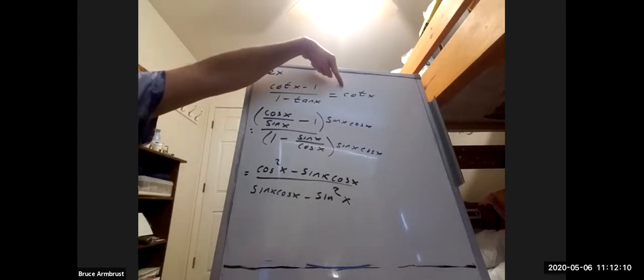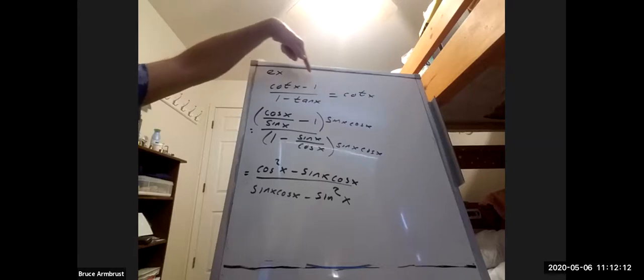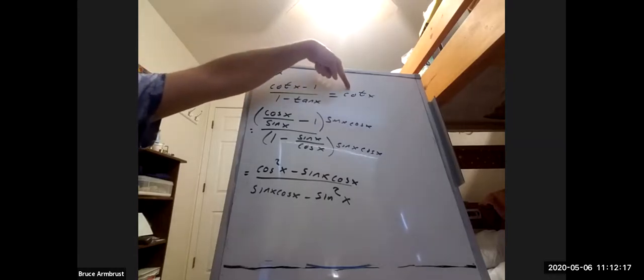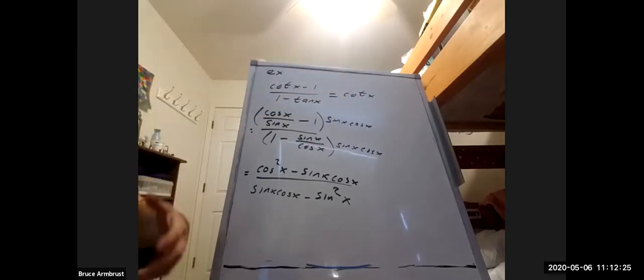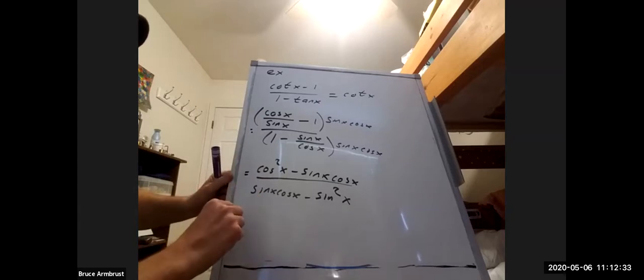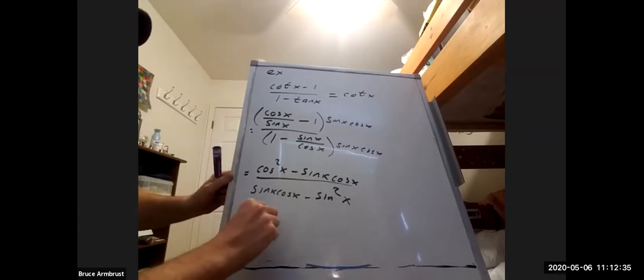Come back and look up here. Remember, what we're trying to do is to make this ugly side look like cotangent. And we know that cotangent can be written as cosine over sine. So that's really what's driving me towards, hey, can I get a cosine on top? Can I get a sine on the bottom? So let's try that. Let's see what happens when we factor those things out.